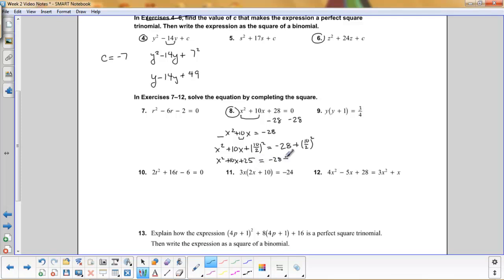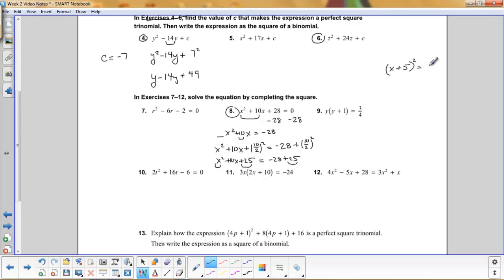See the balance? I added 25 to both sides, so the equation is still equal. Now this is a perfect square trinomial, and if x squared is a squared, that means a is x. Now I ran out of space here, so I'll write it over here. So I get x plus, remember the symbols always have to match. If b squared is 25, that means that b is 5, squared equals negative 28 plus 25 is negative 3.